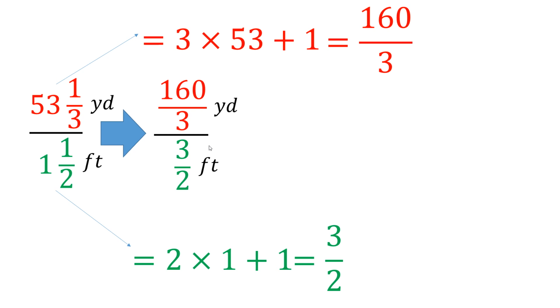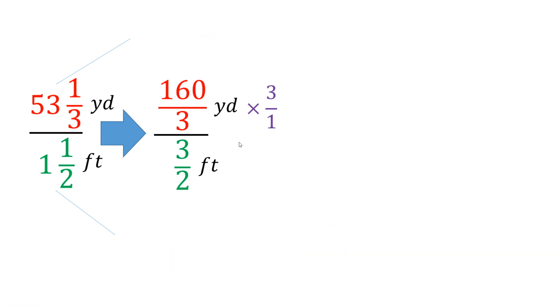So we need to change our yards into feet. There are 3 feet per yard, so we can do times 3 over 1. I cross cancel the 3's here. You don't have to. If you don't cross cancel the 3's, then you'll have to divide by 3 at the end of the problem. Because I cross cancel the 3's, I'm going to get 160 over 1.